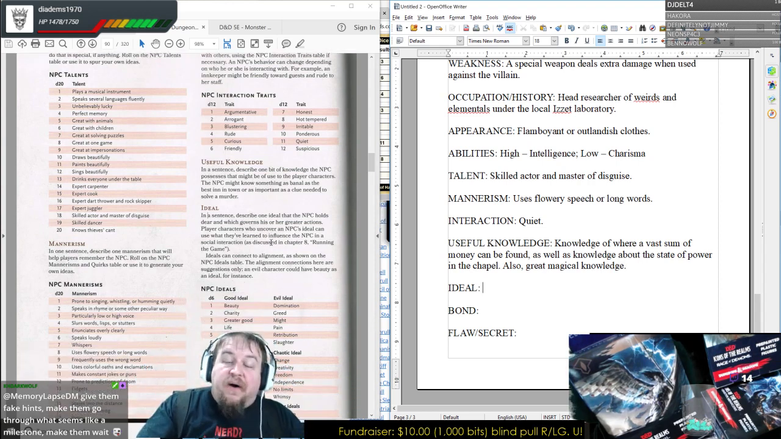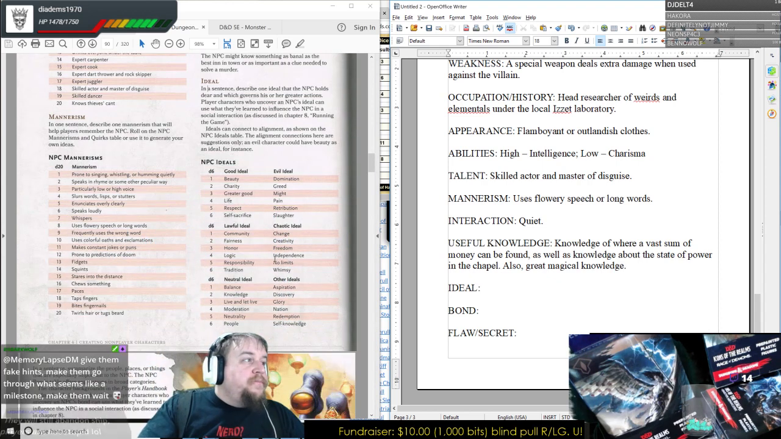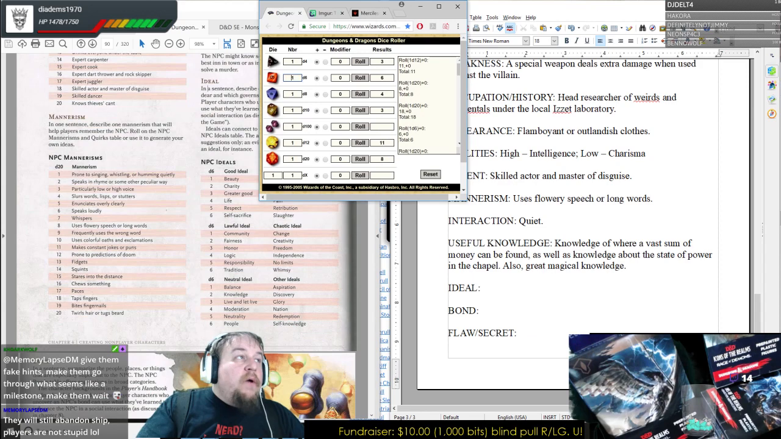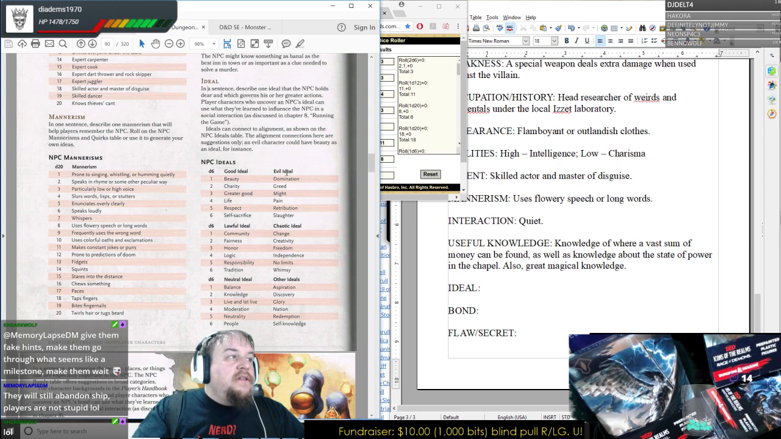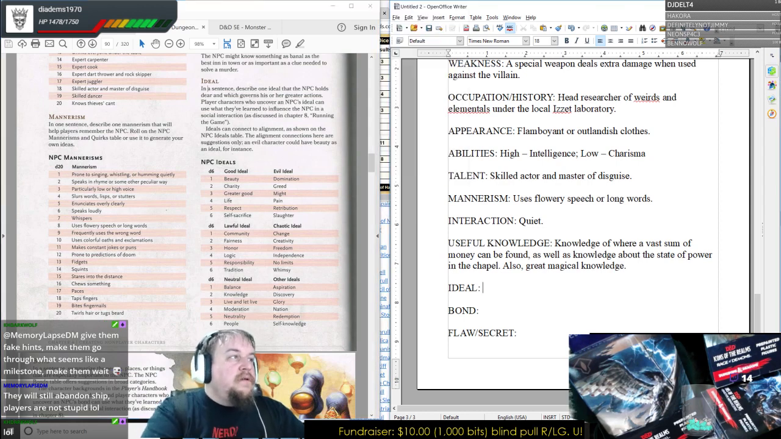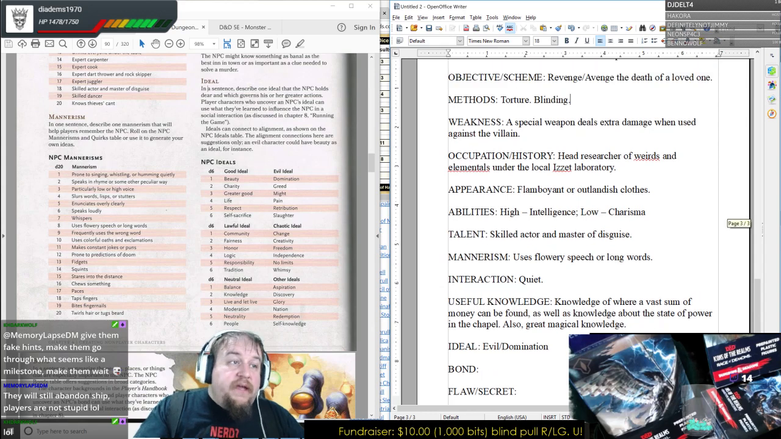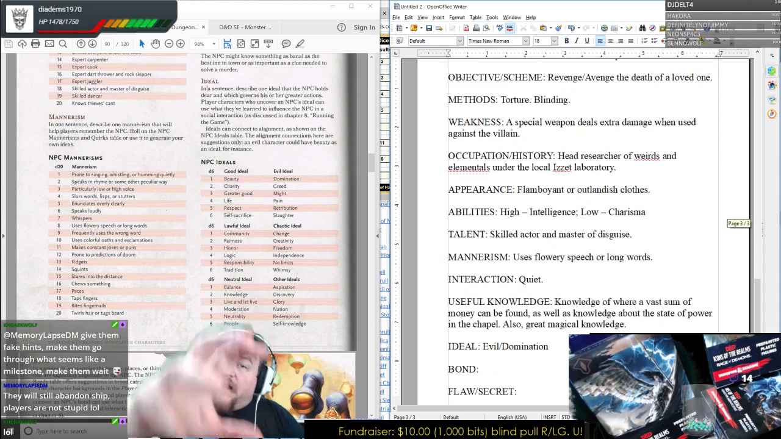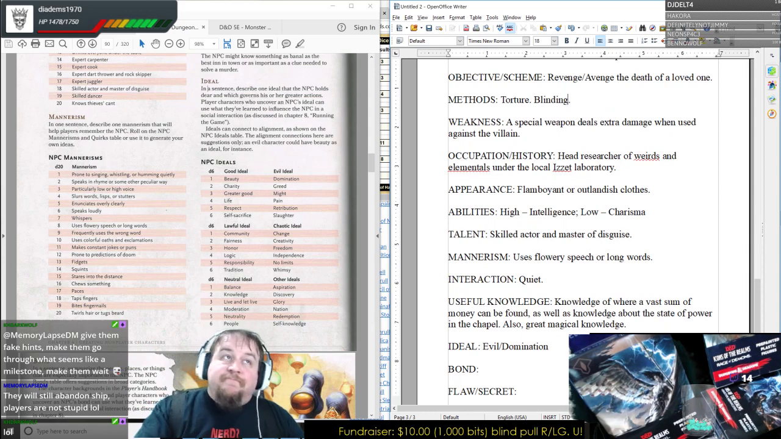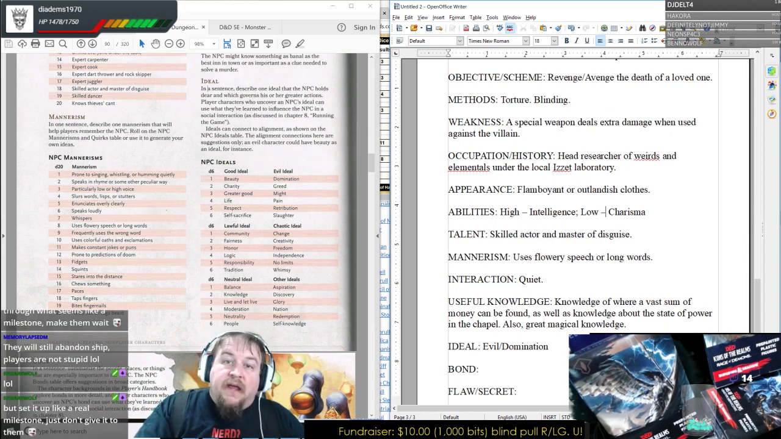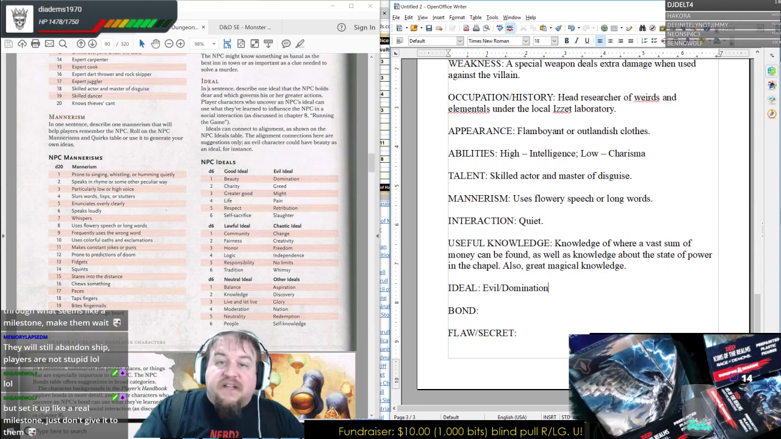Then we have an ideal, a bond, and a flaw or a secret. So we're going to roll 2d6 again, since we're caught up. 2 and 1. Evil, domination. Well, if we come back up here, a Humanoid Conqueror... He wants to take over. He wants to assert authority and control, and to be the one. He wants to be the Bashi.